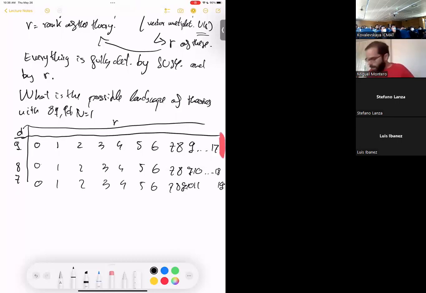Okay. So in principle, it looks like you could have any value of the rank for any number of dimensions, right? If you just take any value of R, you write down a Lagrangian and it seems a completely fine supergravity Lagrangian. There's nothing wrong with it.